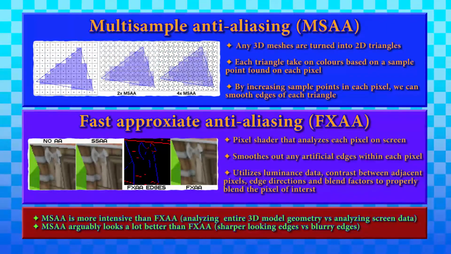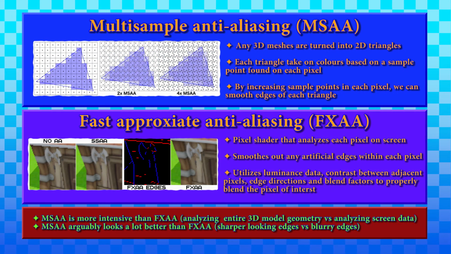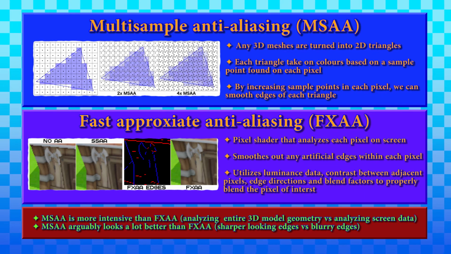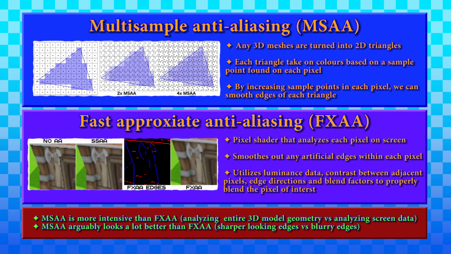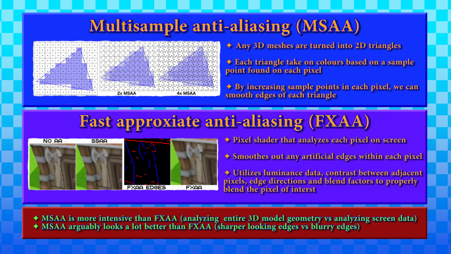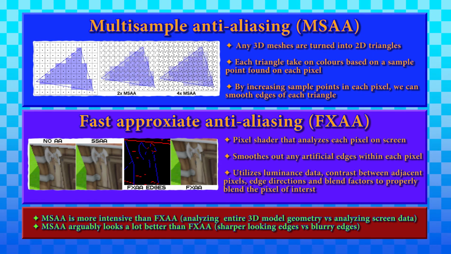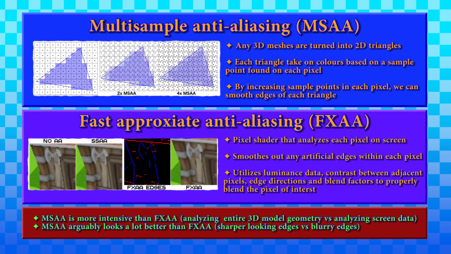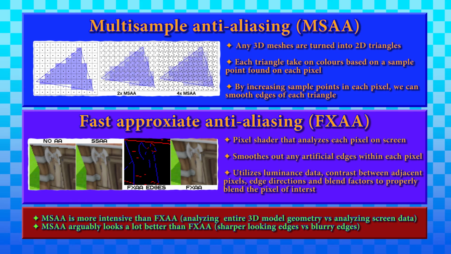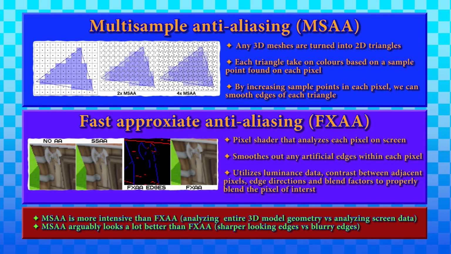It's up to you which anti-alias technique you want to use. Every technique has its own pros and cons. As an example, MSAA is a lot more taxing on the system compared to FXAA. However, MSAA looks arguably a lot better than FXAA, since FXAA produces a lot more blurry edges for models and textures, while MSAA produces sharper looking images.